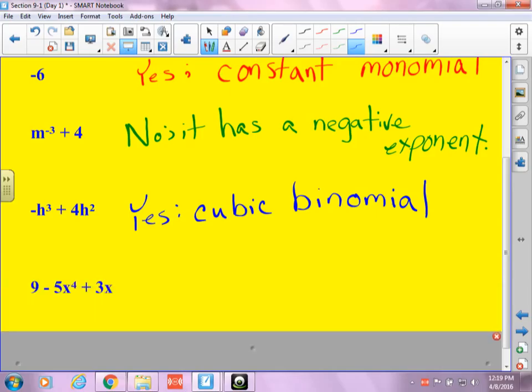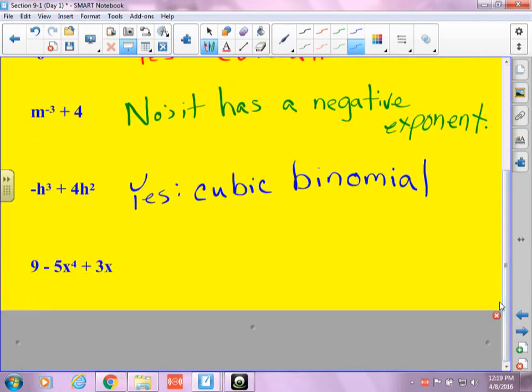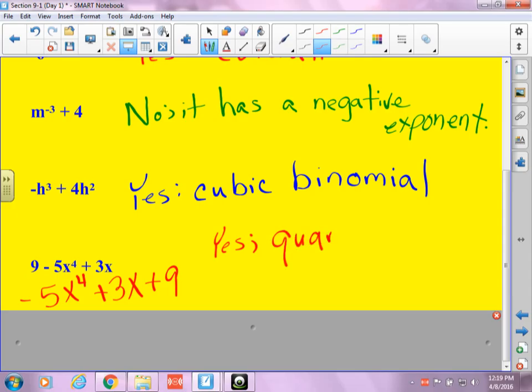Okay, this next one, is it in standard form? No. What comes first? Negative 5x to the 4th plus 3x plus 9. So is it a polynomial? Yes. It is a quartic trinomial.